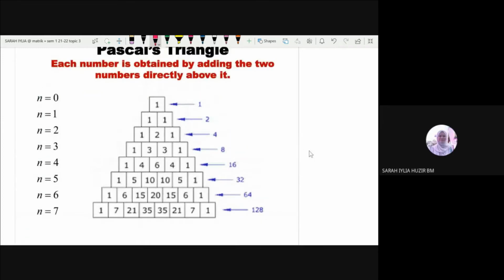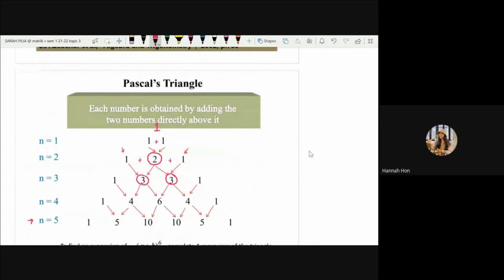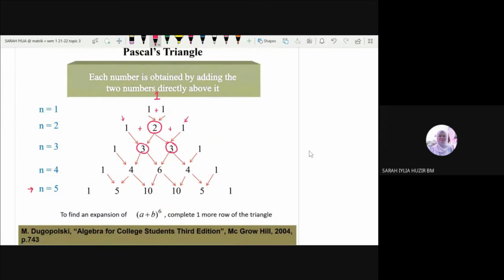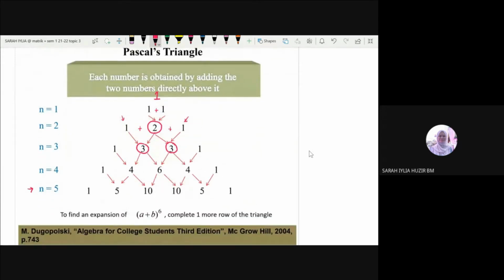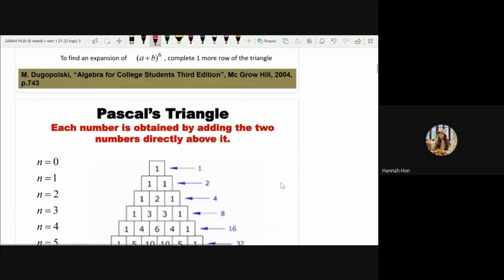Miss? Yes? In our notes tak ada. Oh, dalam notes tak ada ke? Tak apalah, dengar je. Sebab saya rasa dia dah buang dalam notes tu sebab dia tak pernah keluar exam. Tapi dia ada dalam syllabus. So, saya just introduce briefly je lah. That's why saya pun pergi laju je. Okay. Alright.